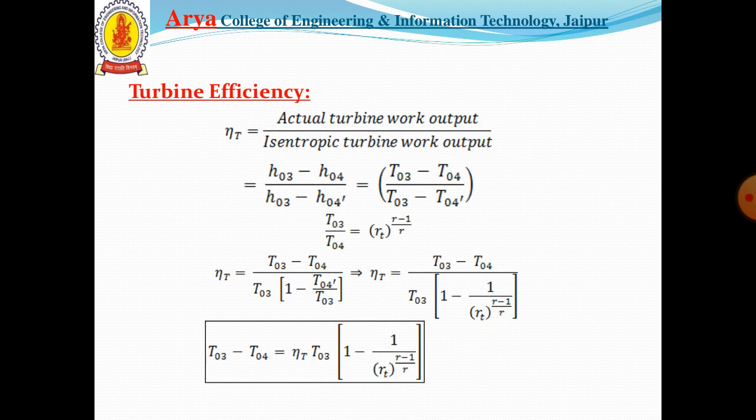Now turbine efficiency. Turbine efficiency is the ratio of actual turbine work output upon isentropic turbine work output, that equals H03 minus H04 upon H03 minus H04 dash, that equals T03 minus T04 upon T03 minus T04 dash, while T03 upon T04 equals Rt to the power R minus 1 upon R. Now turbine efficiency eta T equals T03 minus T04 upon T03, by taking T03 common, 1 minus T04 dash upon T03, that equals T03 minus T04 upon T03 into 1 minus 1 upon Rt to the power R minus 1 upon R. Or we can say T03 minus T04 can be obtained as eta T into T03 into 1 minus 1 upon Rt to the power R minus 1 upon R.